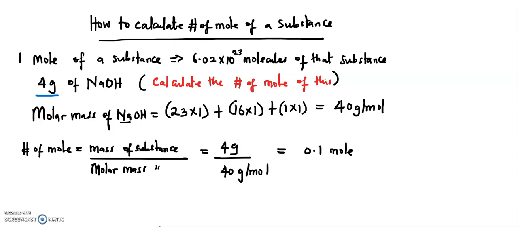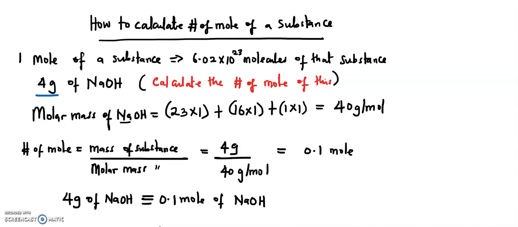That means the number of mole of sodium hydroxide is 0.1 mole. So 4 grams of NaOH is equivalent to 0.1 mole of NaOH. And that is the answer.